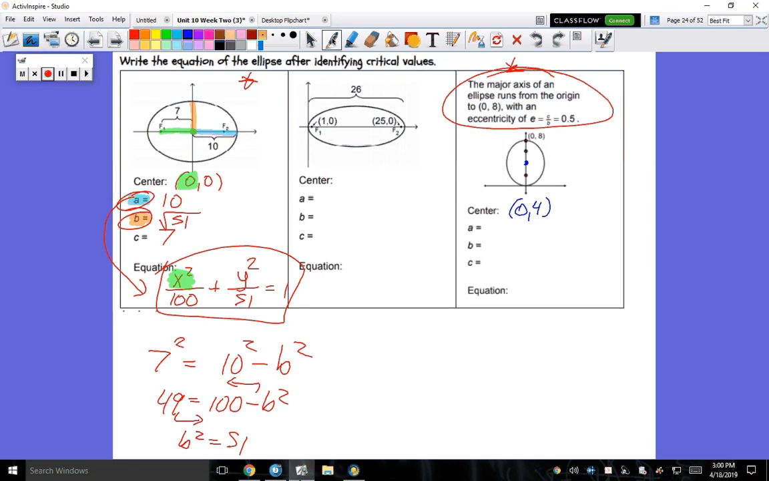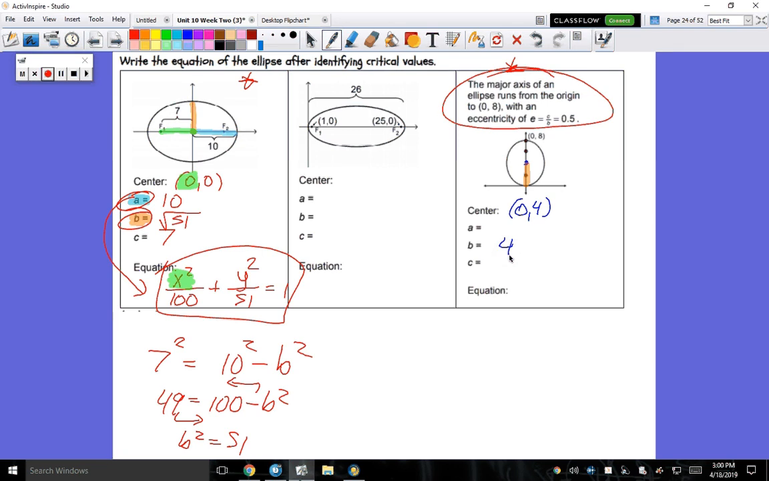Which of the three letters do you know? A, B, or C? B. What is B? Not 8. So that is a common mistake. It's not the entire major axis. It's just half of it. So this is going to be 4, and B is with Y. That's why we went up and down.